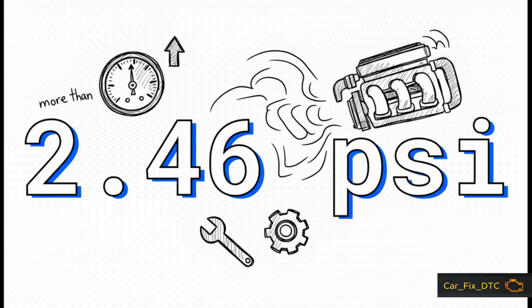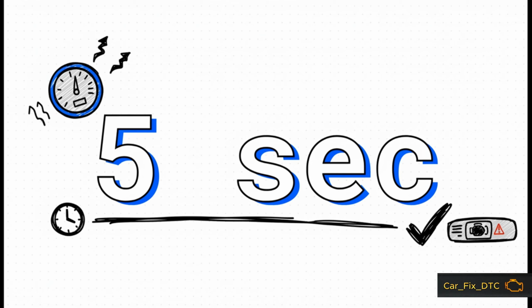But here's the thing. A tiny momentary spike in pressure isn't enough to trigger the code. The second trigger is time. That high-pressure reading has to stick around for more than 5 seconds straight. It's kind of like a built-in safety measure to make sure it's not just a false alarm from a minor little hiccup in the system.